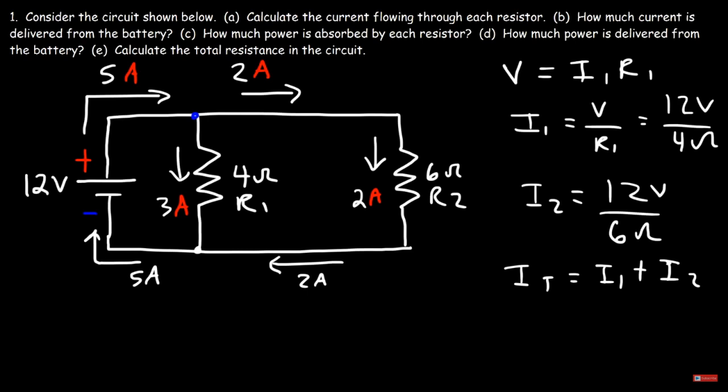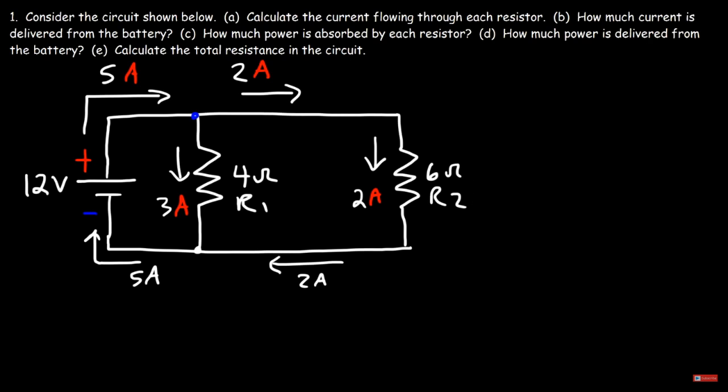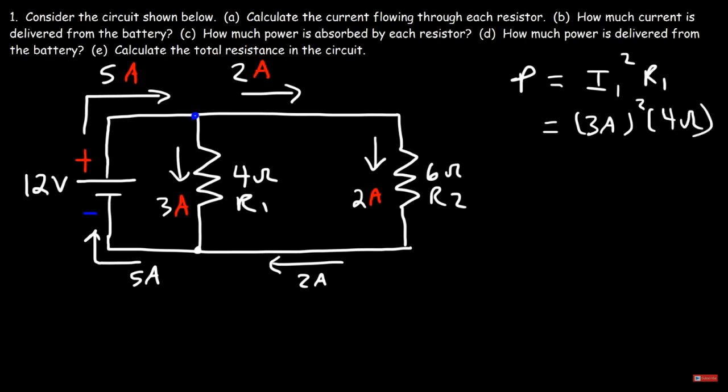Now let's move on to part C. How much power is absorbed by each resistor? So let's start with resistor 1. To calculate the power, you can use this formula. It's going to be I1 squared times R1. So there's a current of 3 amps flowing through that resistor. Resistance is 4 ohms. So 3 squared is 9 times 4, which is 36. So 36 watts of power is consumed by R1.